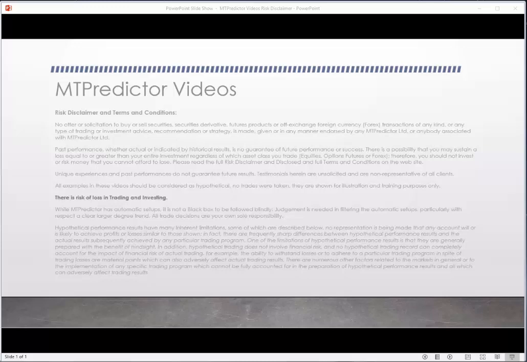In today's MTPredictor video, I'd like to look at some nice trades that unfolded on the Nifty, the 3-minute Nifty, which is one of the main index markets over there in India.